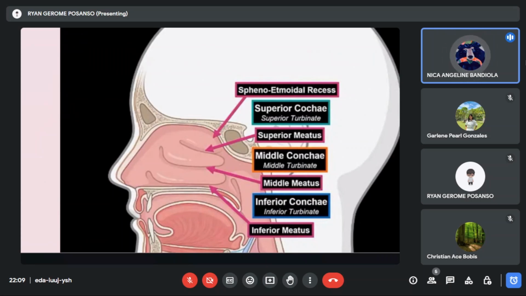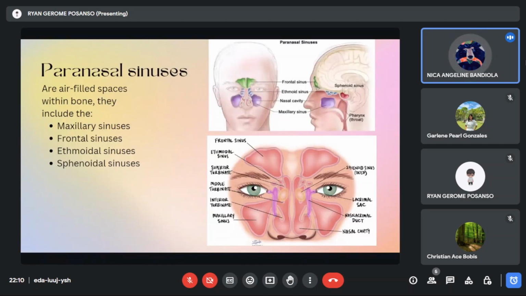Meatuses are spaces or openings for the sinuses. We will talk about that later. So, we have the paranasal sinuses.